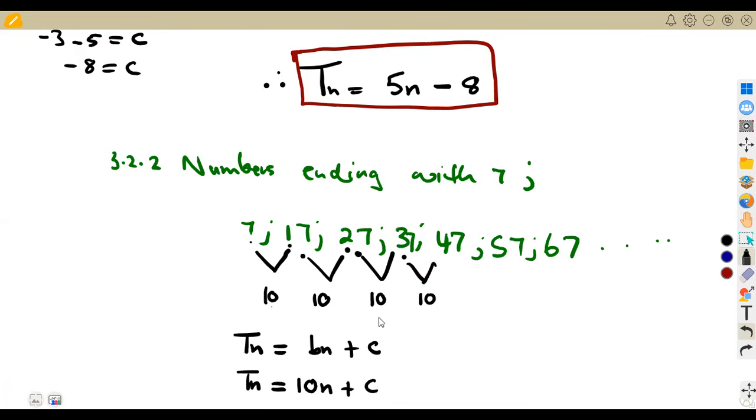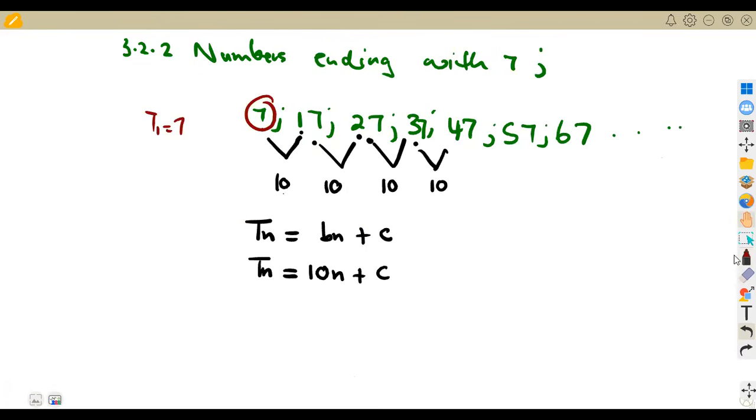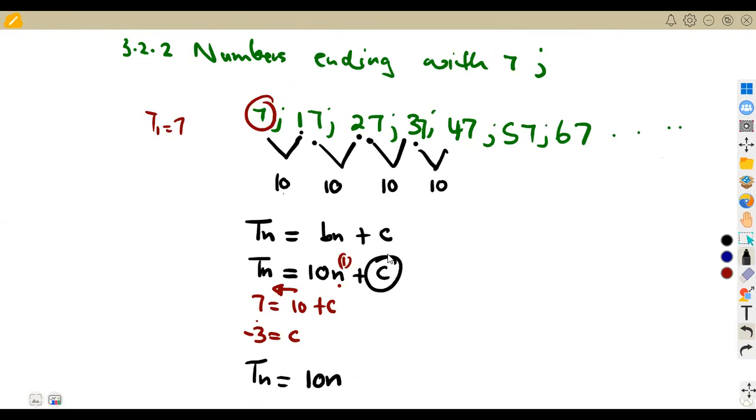So to find C, we can substitute any of the given points, from the first term. T1 is equal to 7. So if T1 is equal to 7, what does it mean? It means we're going to substitute n as 1. So that will be 7 is equal to 10 plus C. Take this to the other side. That's 7 minus 10, which is minus 3, is equal to C. So therefore, the new nth term, which is Tn, is given as 10n, which is Bn, plus C. Our C in this case is negative 3.